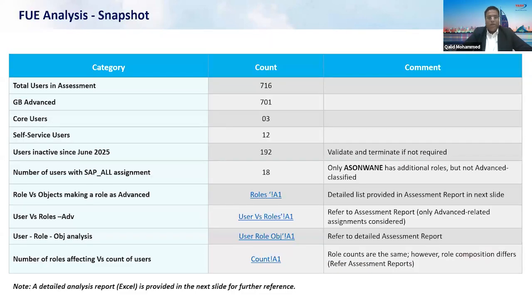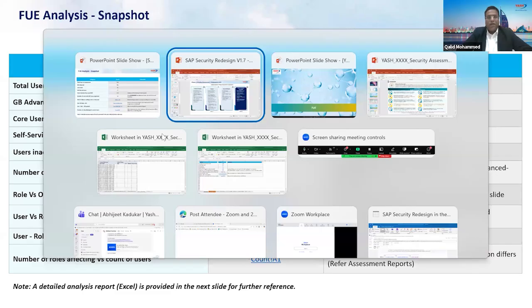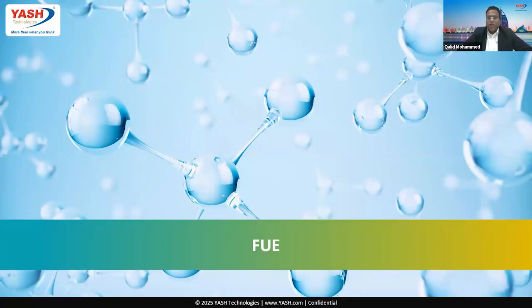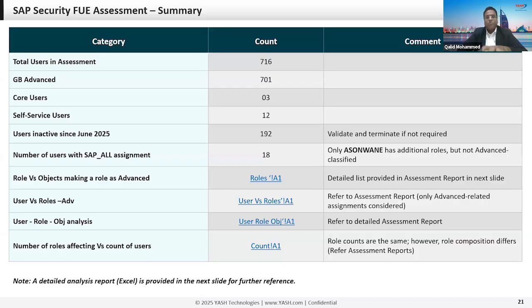Okay, so let me jump on to the slide where we have done these things. I'll show you the slide on the FU part. We've also done the FUE optimization for one of the same customers we listed here. What you can see at the top is just information, and you can see roles versus objects, marking a role as advanced. So we have identified the roles by virtue of the object it is marking as advanced. All those users who have that role will be marked with an advanced license.